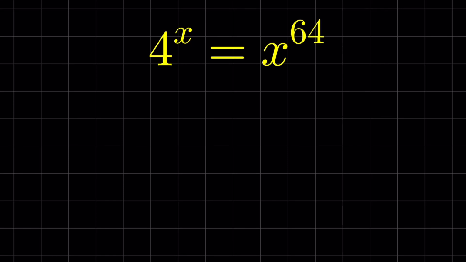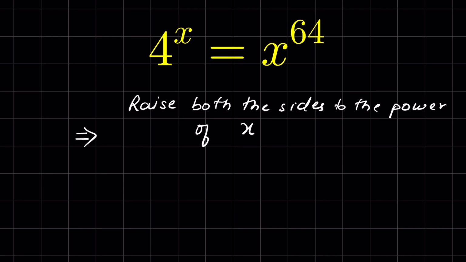4 raised to the power x is equal to x raised to the power 64. We have to find the value of x. Now let's raise both the sides to the power of 1 upon 64x.